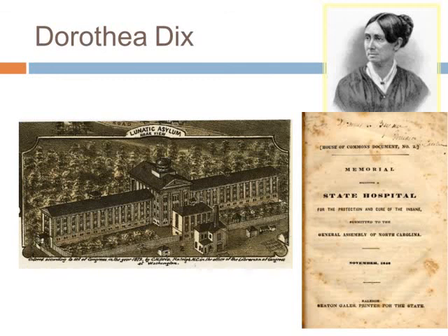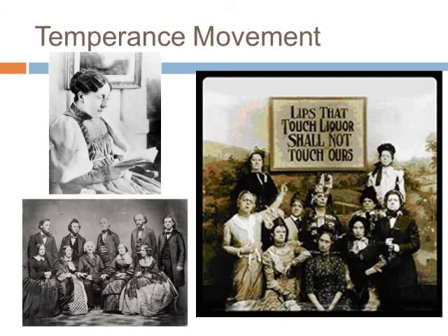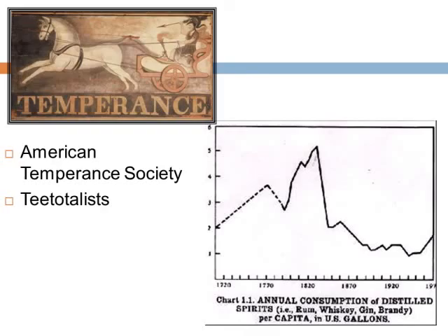Moving on. Temperance movement. They try to eliminate what? Alcohol. So they try to do that, and two groups emerged. What year was this? About the 1820s, 30s, 40s. 1820s to 1850s is what this is.